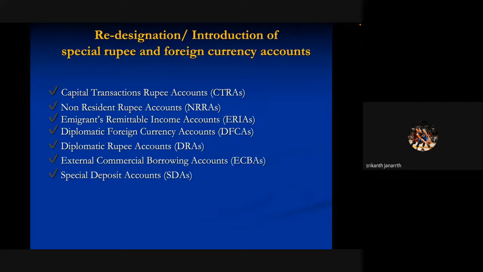Then we can also see the special deposit account. This is the account I think we were talking about, to attract more inflow into the country. This is the account we are going to learn about, right? So, okay.